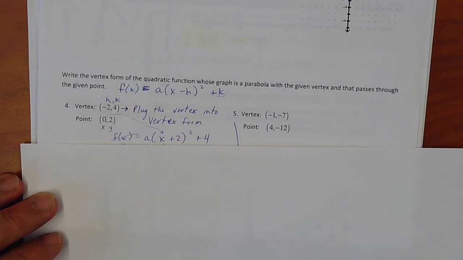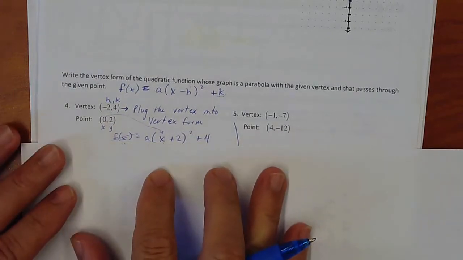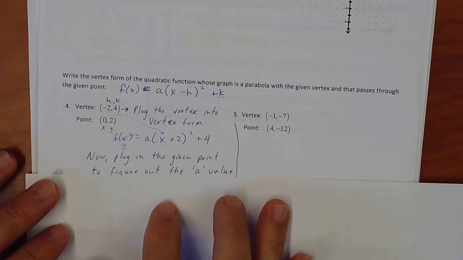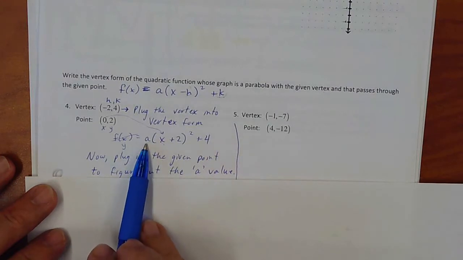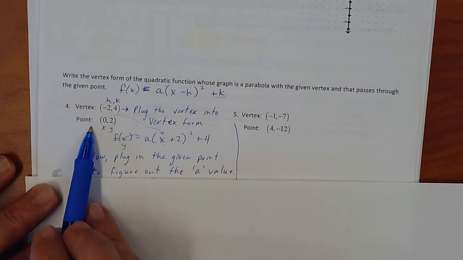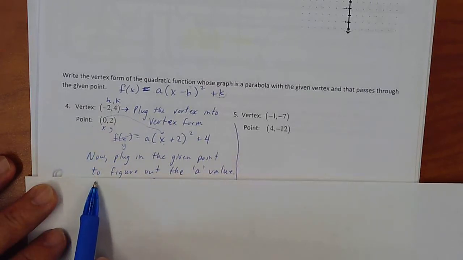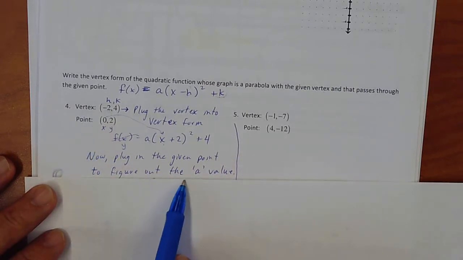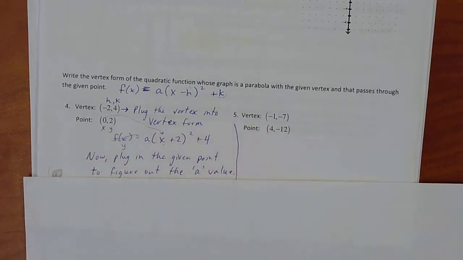Okay, so the next step we have to do is find a. Write down this next step. To find the a value, we're going to plug in the given point, (0, 2), to figure out the a value, okay? Pause for a moment, let you write that down.